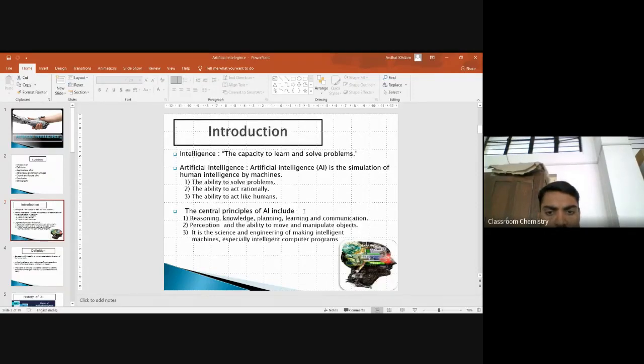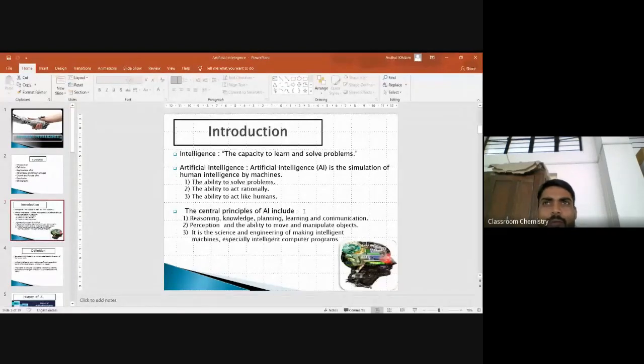It is the science and engineering of making intelligent machines, especially intelligent computer programs. Generally, we have somewhat less knowledge regarding computer activities because all of you, as well as me, are from a chemist or chemical background, and hence we are not too much techno savvy.